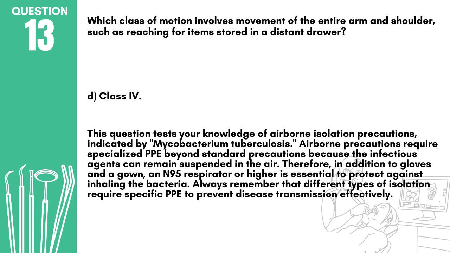Class 1 is fingers, Class 2 is fingers and wrist, Class 3 is fingers, wrist, and elbow. For example, consistently reaching across the patient for supplies that aren't in your immediate zone is a Class 4 motion and should be avoided. Always remember that Class 4 motions involve big arm and shoulder movements, which means more work.